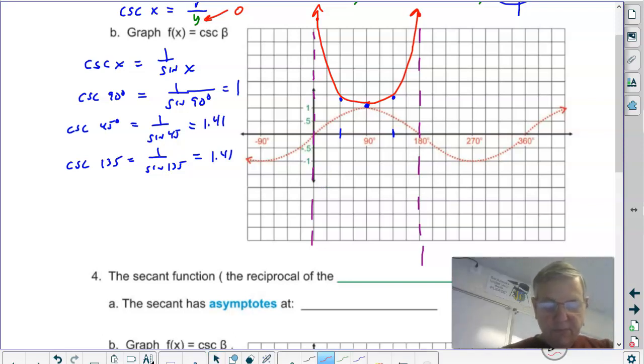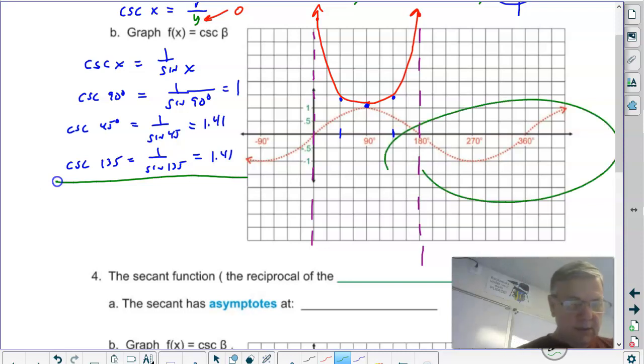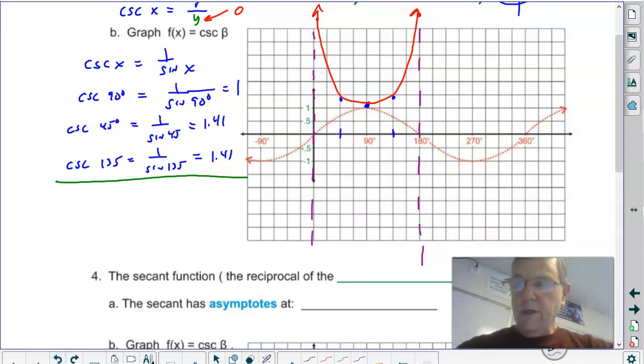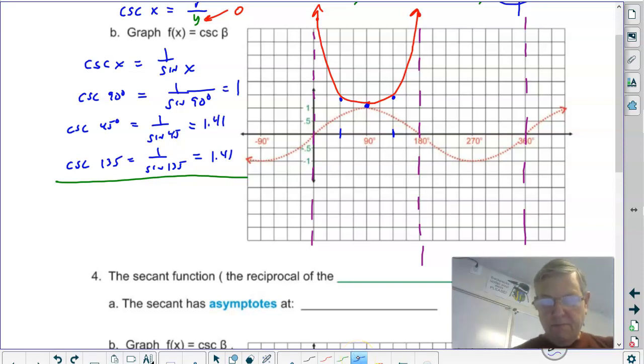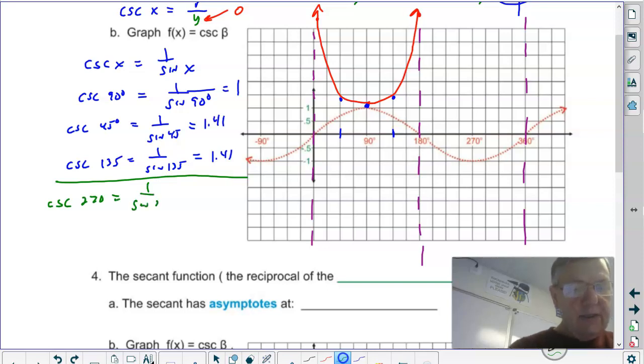That's what happens. So now I'm going to do it in green here. Let's do this next section right in here. We're going to have another asymptote every 180 degrees, so we're going to have one at 360. I'm going to do the exact same thing. I'm going to go to the middle first, and once you know the pattern, you'll understand how to do this. So I'm going to go cosecant 270. That's 1 over the sine of 270. Punch that in, hit your 1 over button, and you're going to get -1.